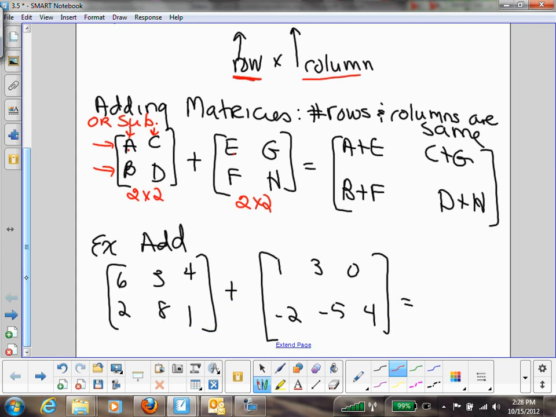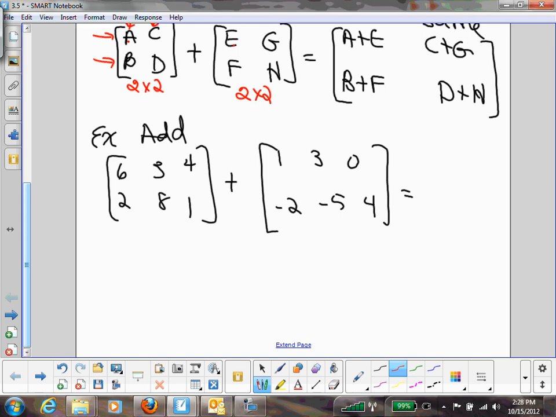So, what are the dimensions of this? So, we do rows. How many rows are there? There are 2 rows, and how many columns? 3. In this case, how many rows? How many columns? So will each element have something to add in the other matrix? Okay, if it doesn't, you can't work it.